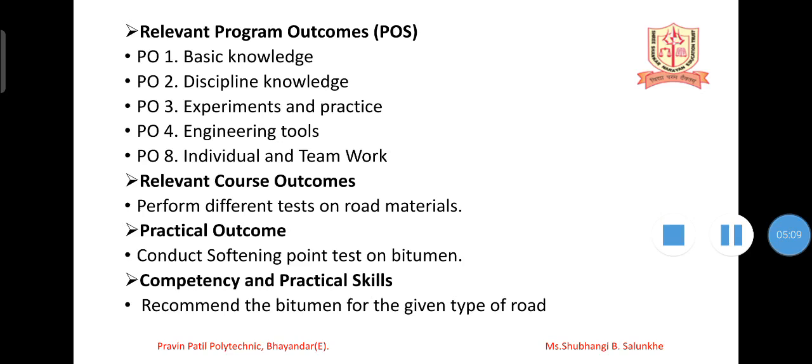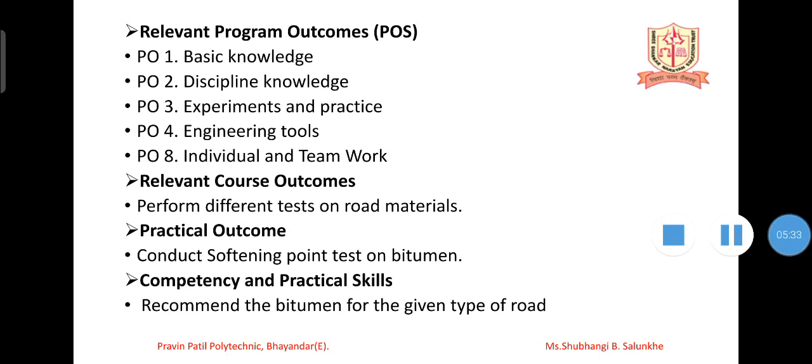Then what we need is the relevant course outcome. Which course outcome is this? That is performing different tests on road material. This is the CO, the course outcome. What is the practical outcome? Conducting a softening point test on bitumen. This is the practical outcome. After performing this practical, what outcome do we gain? That is conducting a softening point test on bitumen.